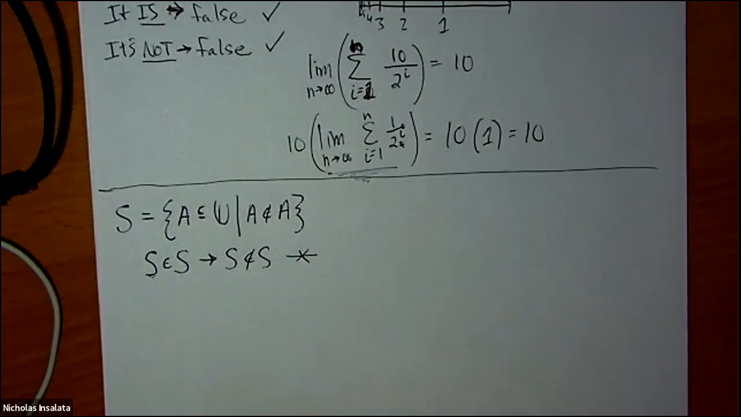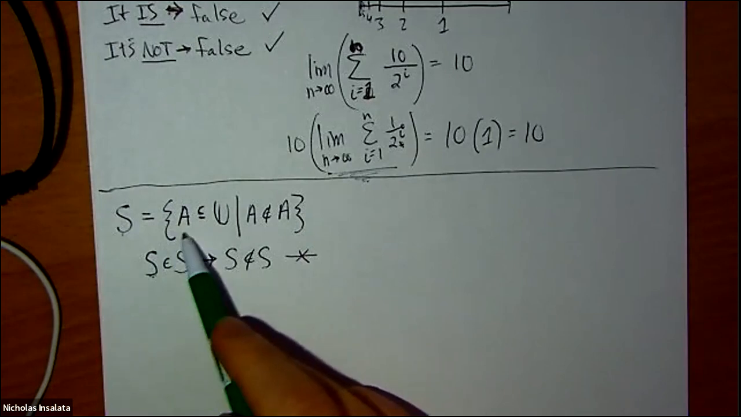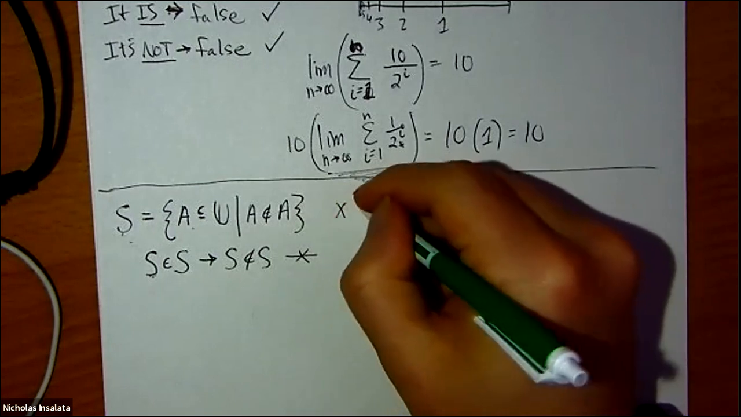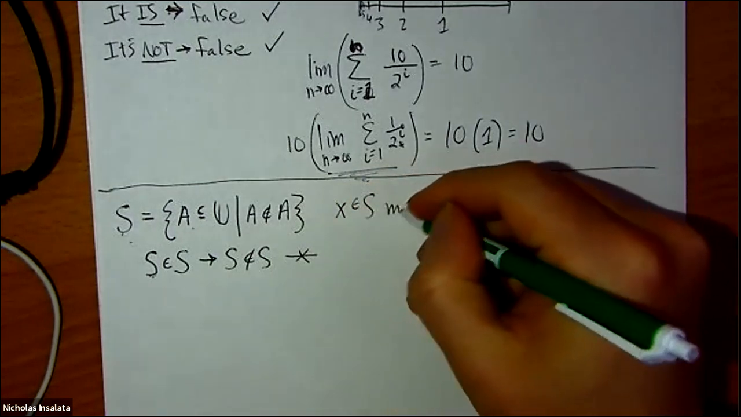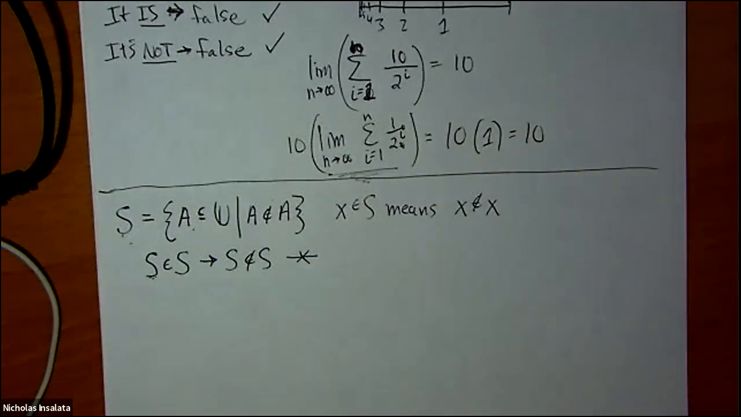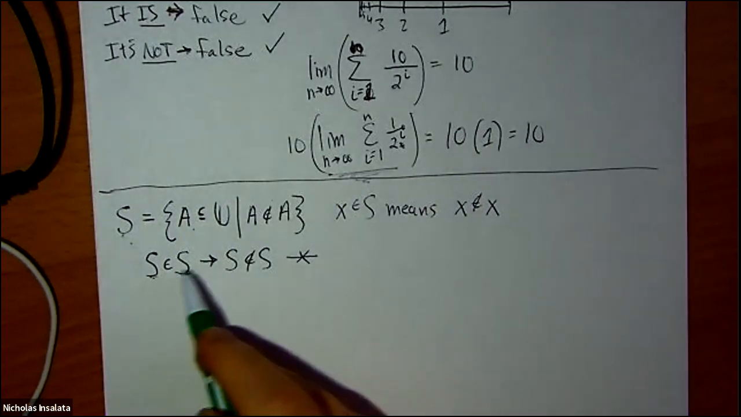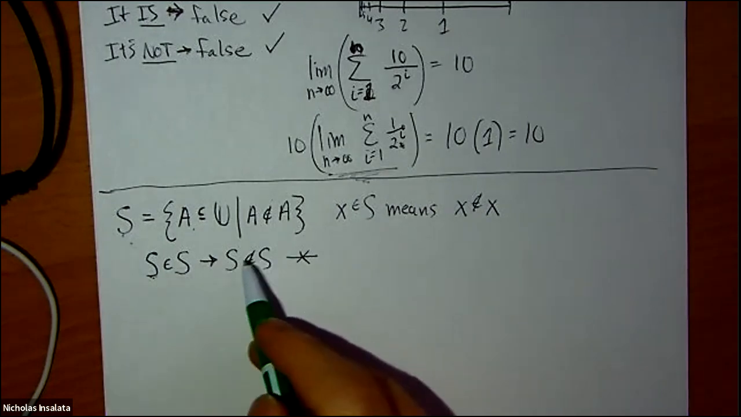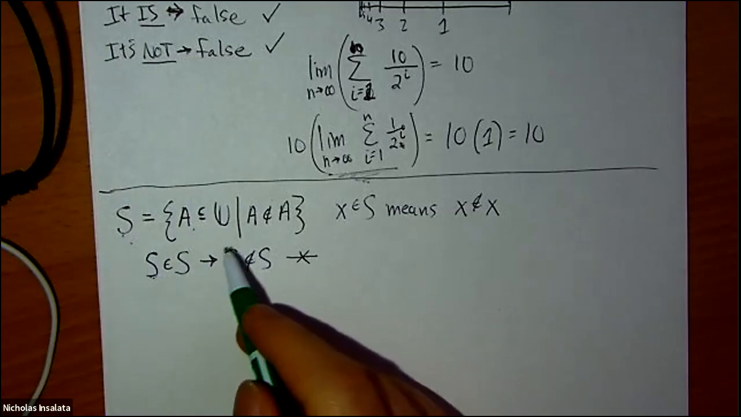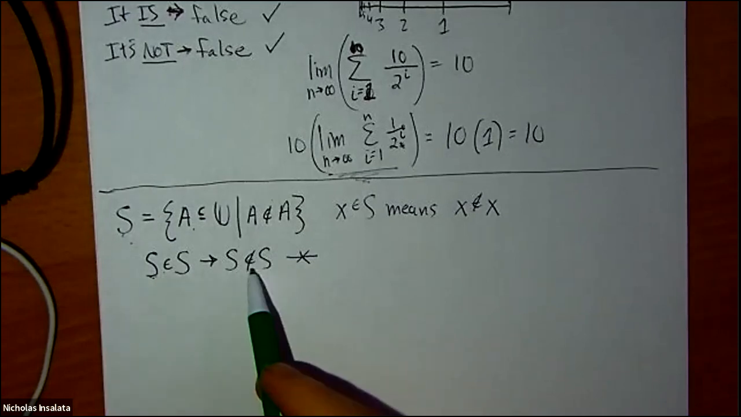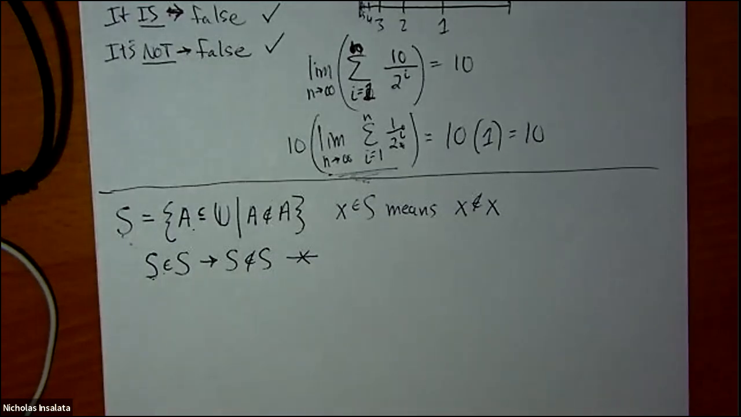Okay, let me go through that one more time, okay? What it means to be an element of S, right? What it means to be inside of S, let's say X is an element of S, means X is not an element of X, right? So what does it mean for S to be an element of S? Well, that means that S is not an element of S. But of course, that's a contradiction because we're saying, hey, S is inside of itself, and here we're saying S is not inside of itself. Well, if true implies false, that's a contradiction, right?